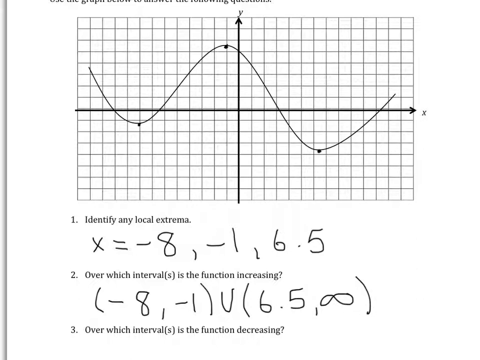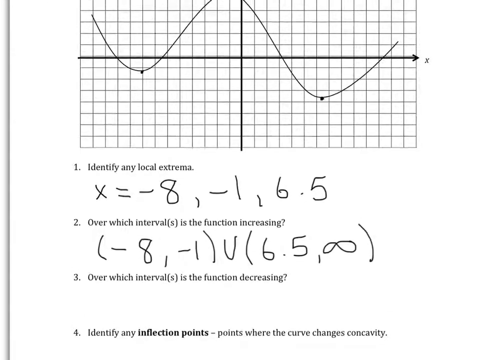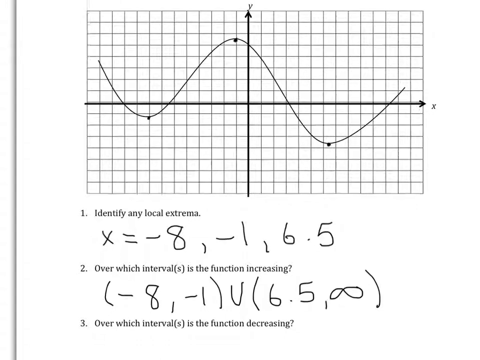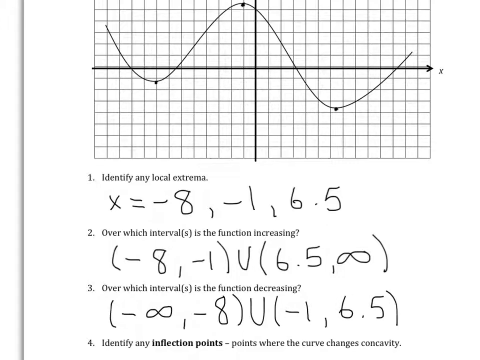Okay. And then part 3 asks us over which intervals is the function decreasing. Well, that will be everything up until -8, and then the section of the curve between -1 and 6.5. So let's write that down. We have from -infinity up until -8, as well as from -1 through 6.5. And we feel like these two sets of intervals should be complementary, right? If we put them together, we would get the whole curve.